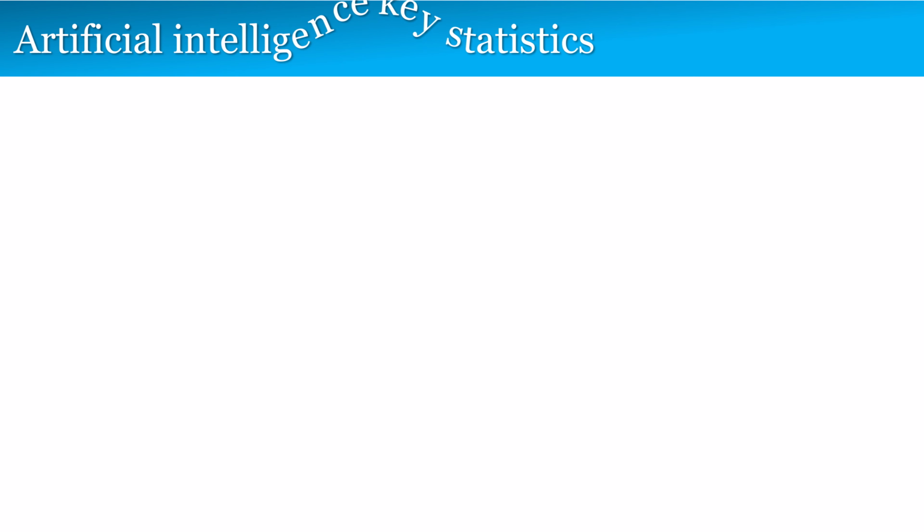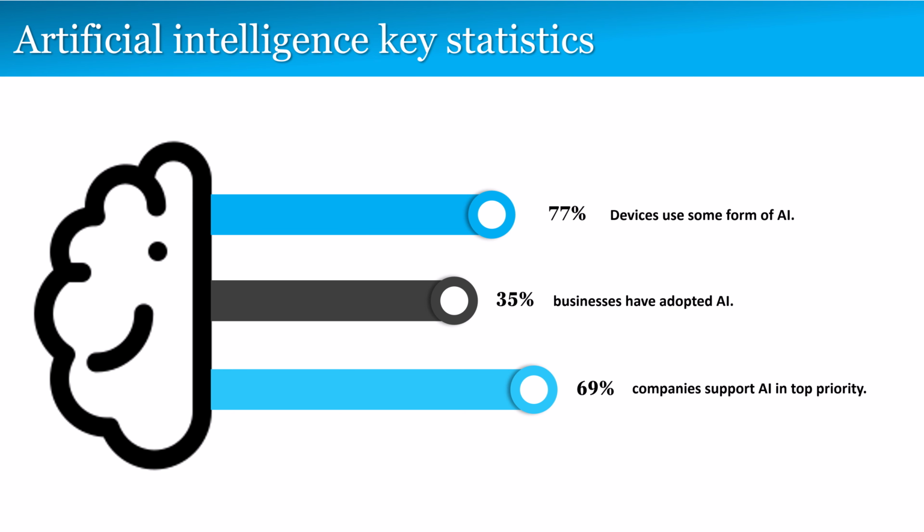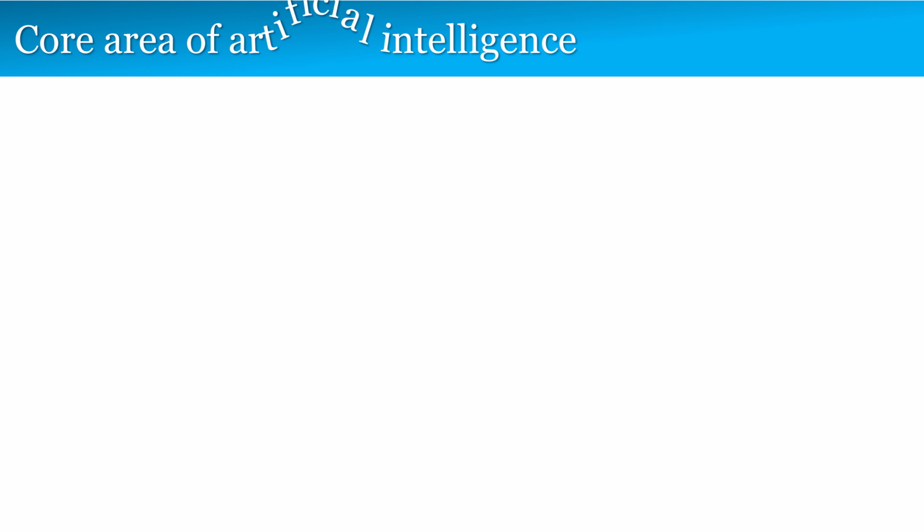Artificial intelligence key statistics. 77% devices use some form of AI. 35% businesses have adopted AI. 69% companies support AI in top priority. Core area of artificial intelligence.